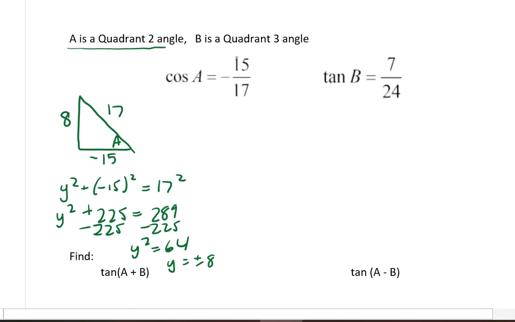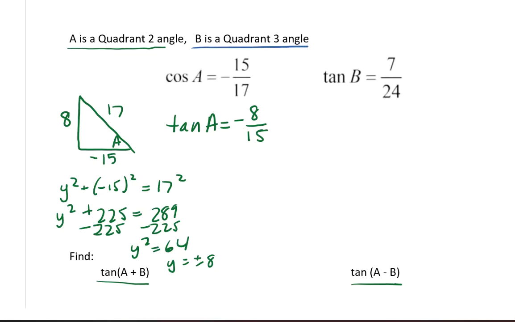So I have cosine of A is negative 15 seventeenths. Since the two problems I have just have tangent in them, I'm just going to make tangent in my key. But I could make a key with sine as well. Tangent of A is going to be 8 over negative 15, so negative 8 fifteenths. Now B is a quadrant 3 angle, and I have tangent of 7/24, and that's the only thing I'm going to need.